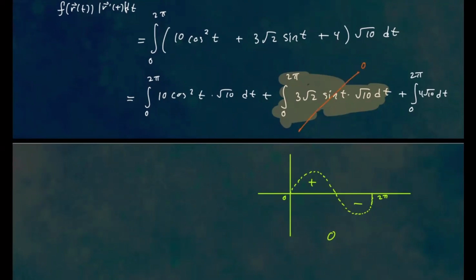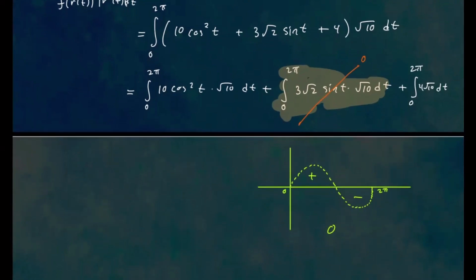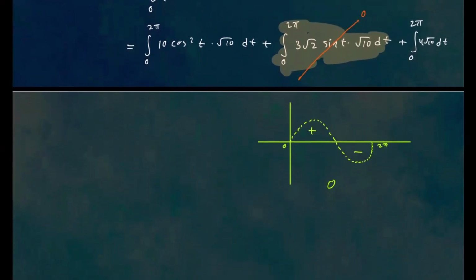So you can save some time. All we have to do is integrate this and that. So that is the shortcut we're going to apply. But if you want to just proceed with the integration, you may. So we're integrating from 0 to 2 pi of 10 square root of 10 cosine square of t dt plus the integral of the last one, that's from 0 to 2 pi of 4 square root of 10 dt.